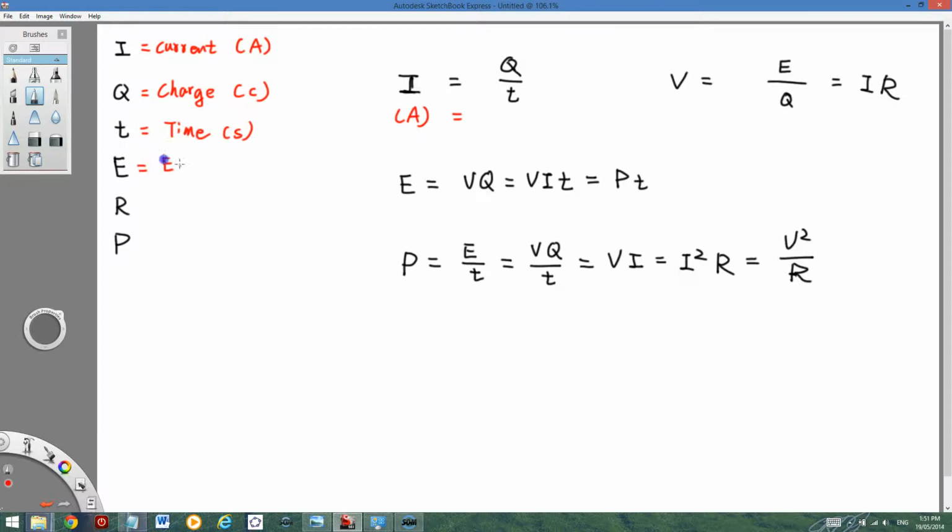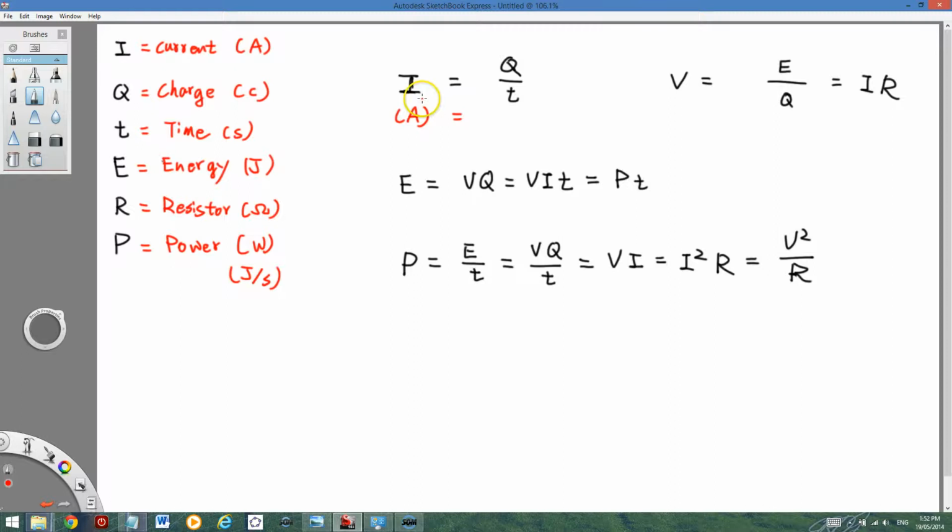E stands for energy, measured in joules. R stands for resistance, measured in ohms. And P stands for power. The unit of power is watts. It means joules per second.